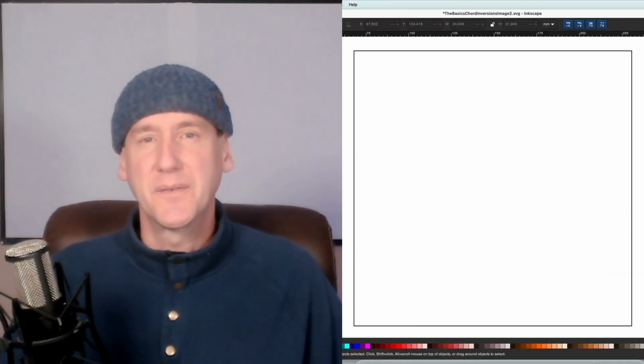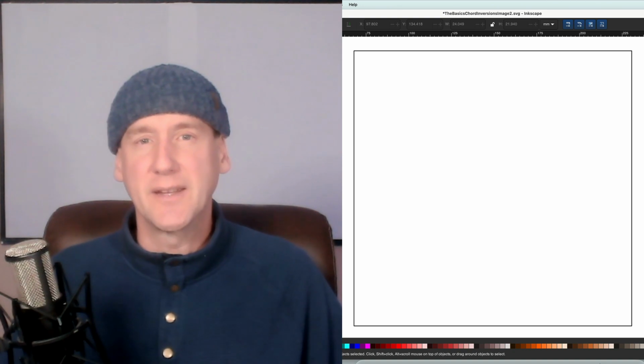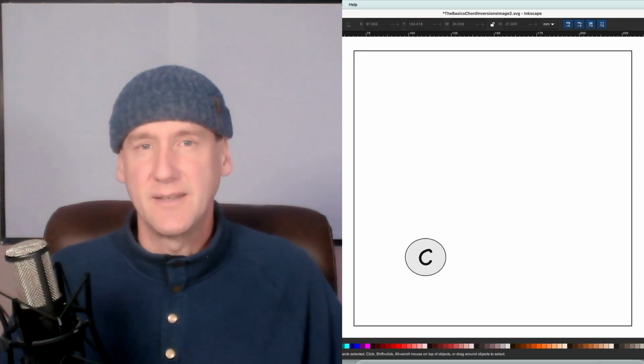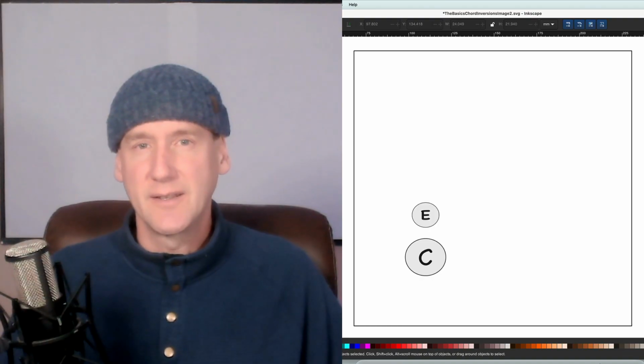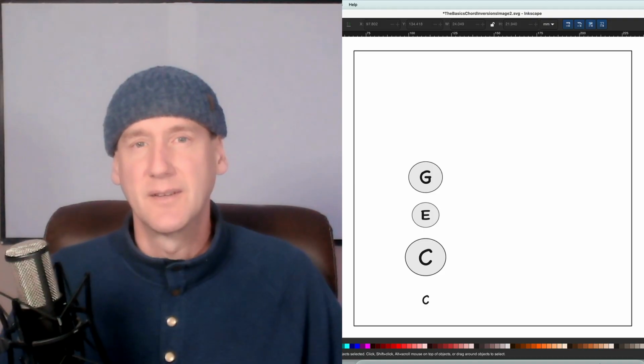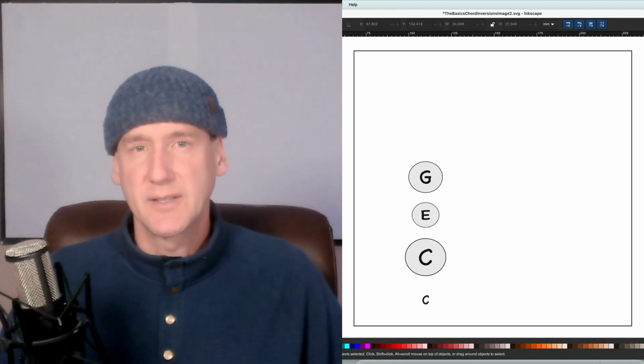Now let's shift from the general idea of a triad to a particular triad, in this case, C major. So again, we'll start with the root. In this case, it's a C. The third is E, and the fifth is G. And the way we would write this chord, quite simply, is C.